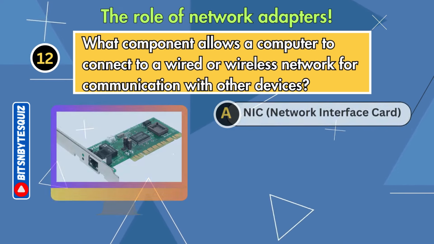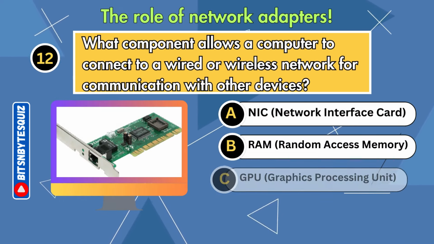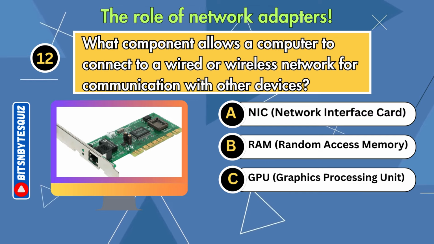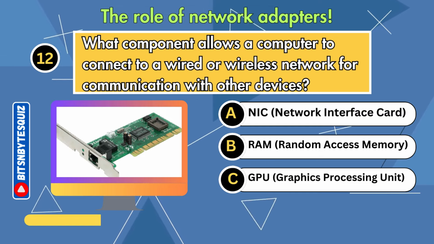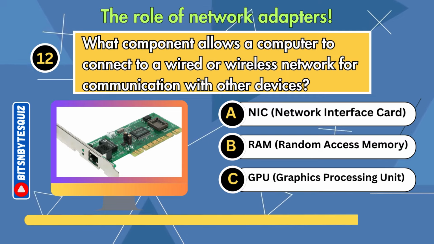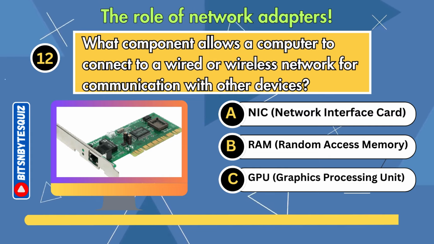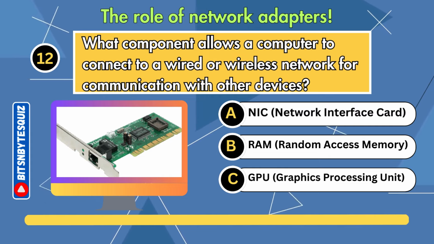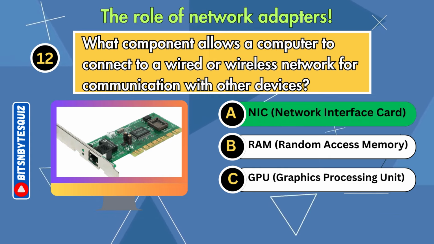What component allows a computer to connect to a wired or wireless network for communication with other devices? Option 1, NIC. Option 2, RAM. Option 3, GPU. Answer is NIC.